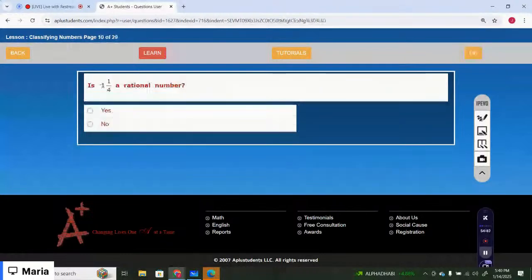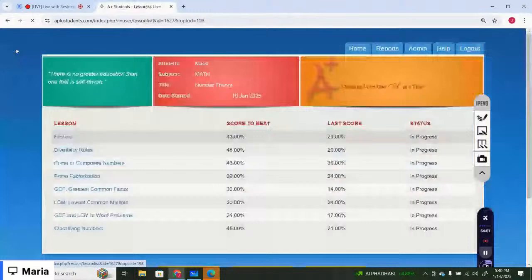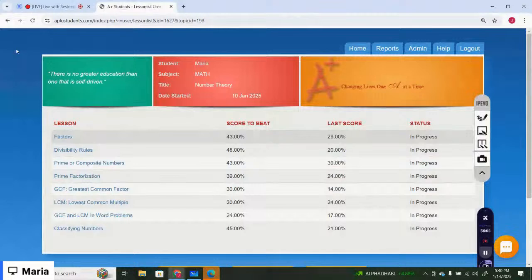Okay, you can complete the lesson by yourself later today. So we were working on grade 8 math. The chapter we were working on is number theory. The lessons we have covered today are GCF, greatest common factor, LCM, the lowest common multiple, GCF and LCM in word problems, and then classifying numbers.